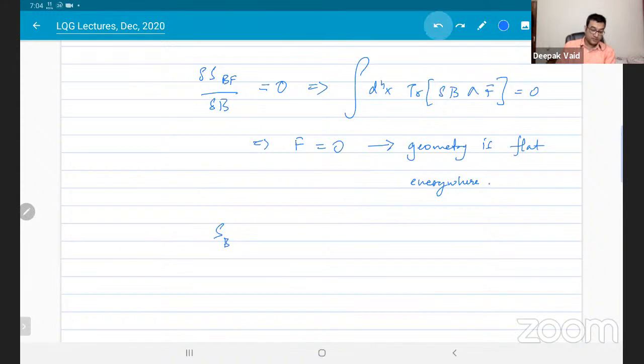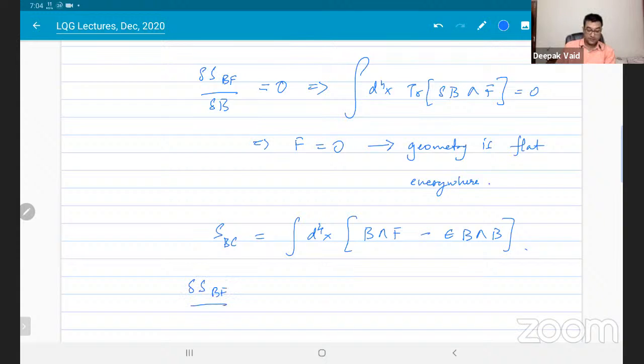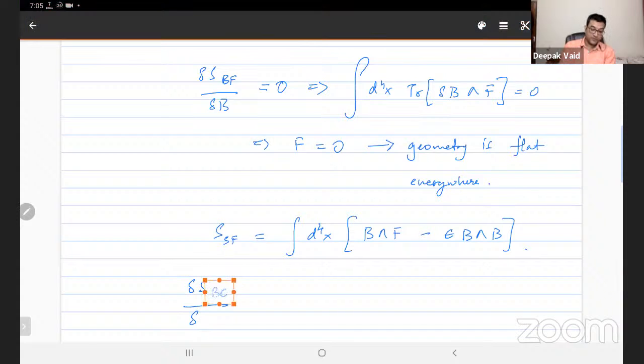you add a term to this expression which looks something like this. There is some parameter epsilon, and then you say B wedge B like that. Okay. Now what happens is, if you do the variation with respect to B, so I have written this as BC. BC stands for Barrett-Crane. Okay. So rather than BC, I'll say SF. SF stands for spin foam.